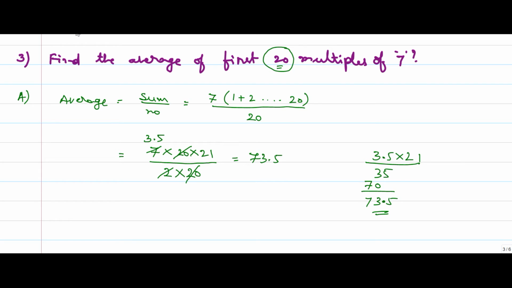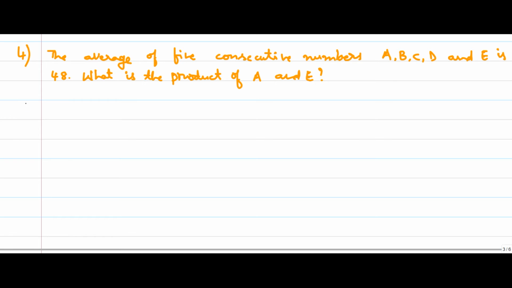Next, move on to the next question. Yes, this is the fourth question. So the answer would be here. The average of 5 consecutive numbers A, B, C, D and E is 48. So what is the product of A and E?